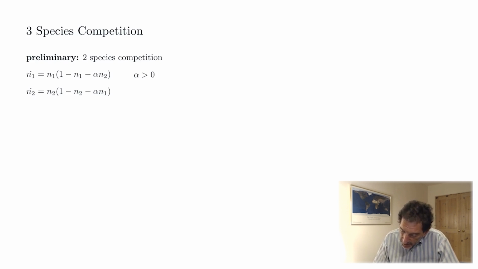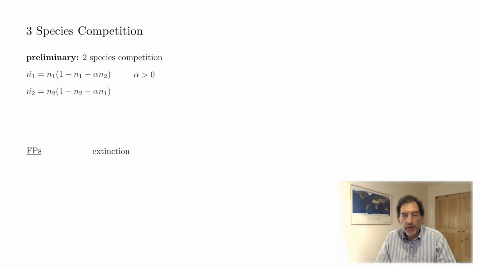What are the fixed points of this system, which are the same as the long-time outcomes of the dynamics? There are three possibilities. There can be complete extinction, that is N1 and N2 are both equal to 0. That's an unstable fixed point, but it is a fixed point of the system. There's one such unique state.